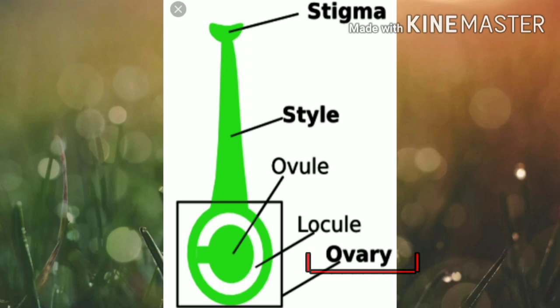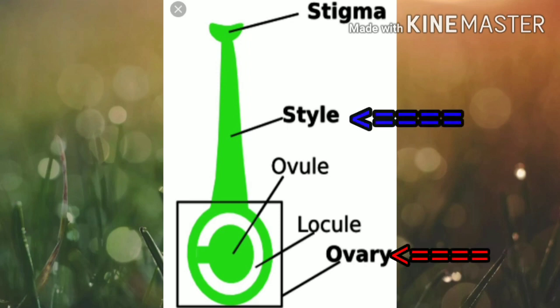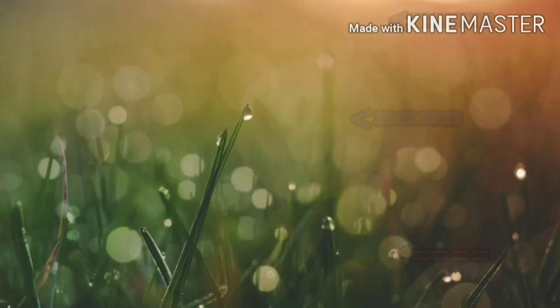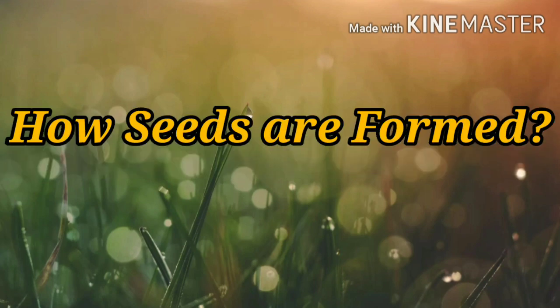Then there is a short tube-like upper part which is called style. And at the top of the style there is a head-like part called stigma. So now we know the carpel or pistil is the female reproductive organ and it consists of ovary, style and the stigma. Now we see how seeds are formed.